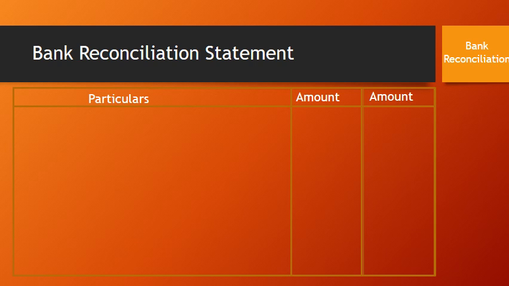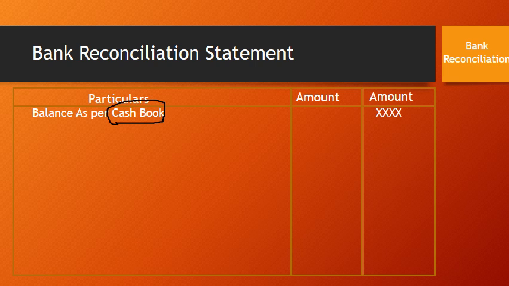Let's see the bank reconciliation statement format. First, we have to take one balance, either the bank balance or cash balance, the bank book balance or the passbook balance. We are taking the bank book balance. Though we call it a cash book, it is the same as the bank book.